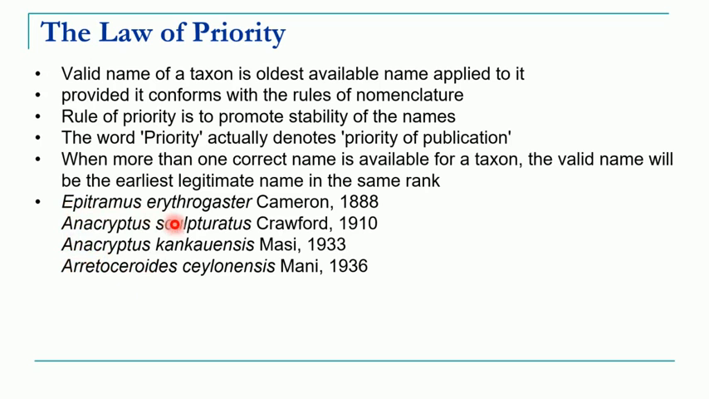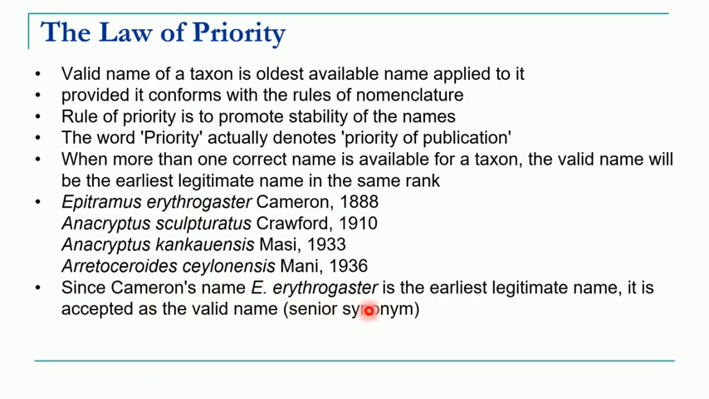The first published name is the accepted one, however it should follow the rules of nomenclature. That means genus name followed by the species name. Since this scientist has properly written the scientific name, genus name followed by species name, this name is accepted. This is called the law of priority. Since Cameron's name is the earliest legitimate name, it is accepted over the other names, and therefore this name is called the senior synonym, and the latter 3 are called junior synonyms.